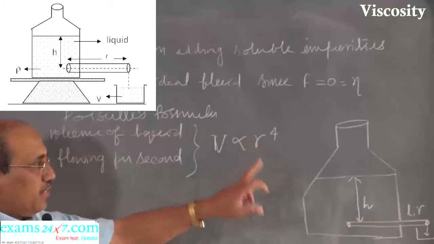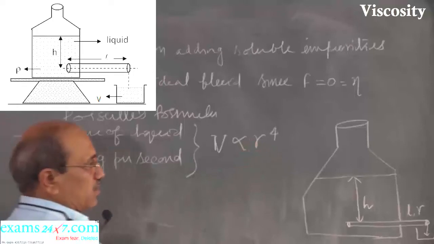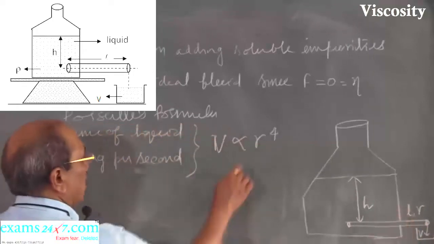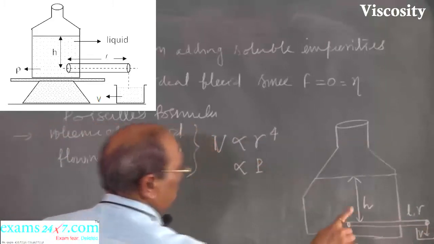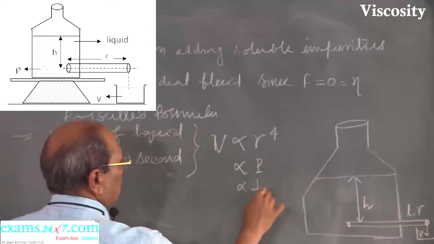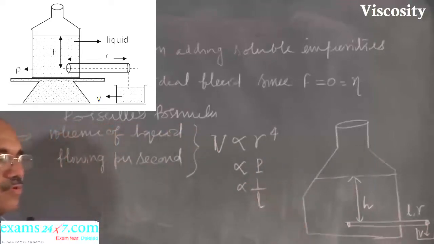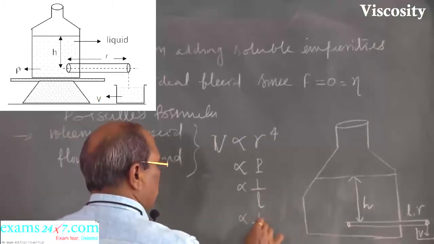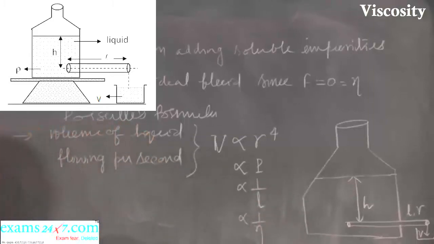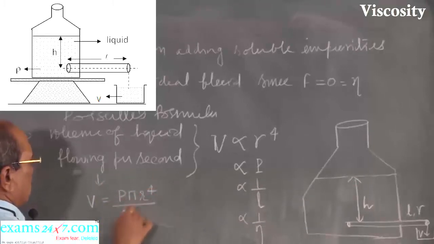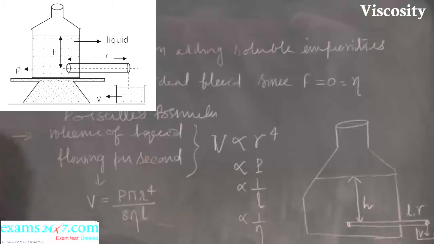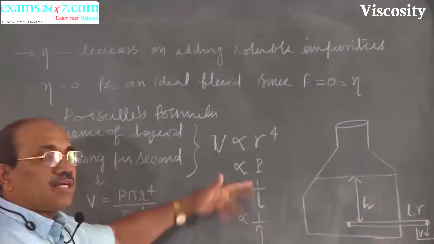The volume of liquid flowing out per second is directly proportional to the fourth power of the radius of the capillary tube, directly proportional to the pressure difference between the two ends of the capillary tube, inversely proportional to the length, and inversely proportional to the coefficient of viscosity of the liquid. Thereby, I can write the volume of liquid flowing out per second as V = π P R^4 / 8 η L.